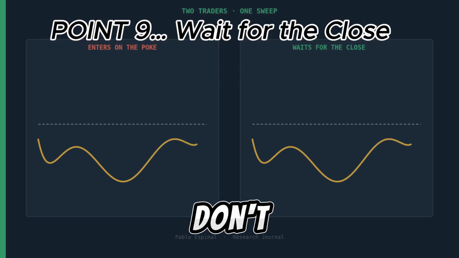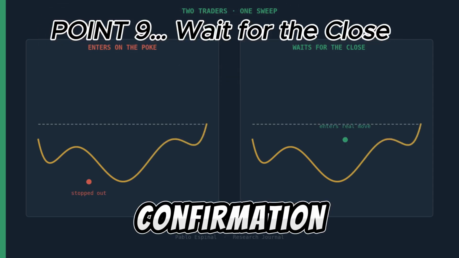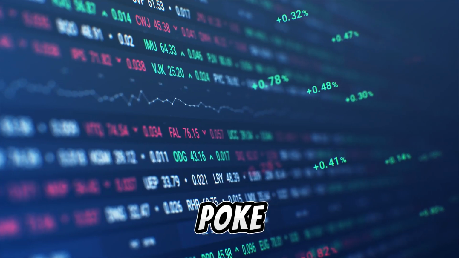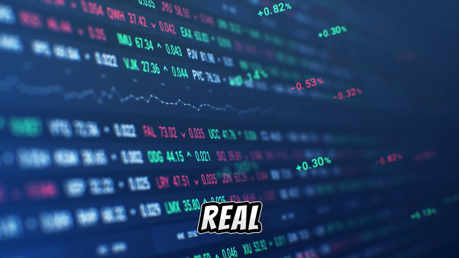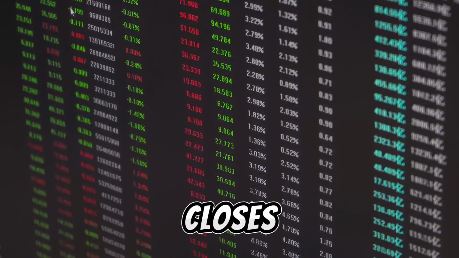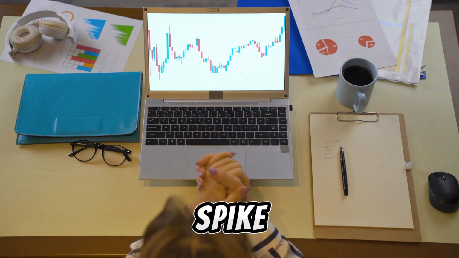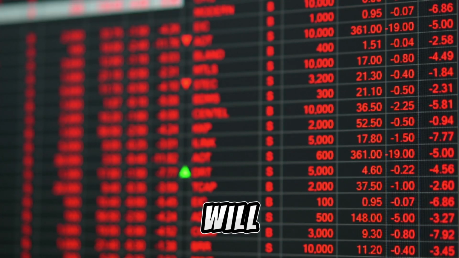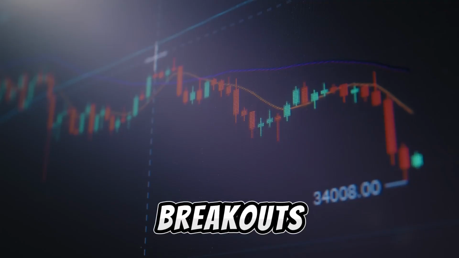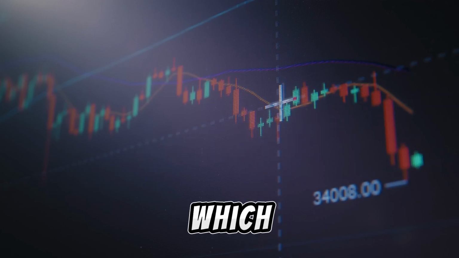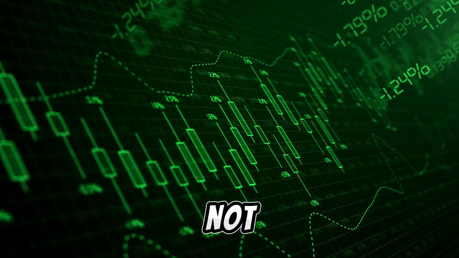Point 9. Don't trade the poke, trade the confirmation. Simple in theory, hard in practice, because the poke looks exactly like a real break in real time. The rule is this: a breakout isn't a breakout until a candle closes past the level. Not a spike, not a wick, a close. If you wait for the close, you will miss the first wave of some real breakouts. Accept that trade-off. What you gain is staying out of traps, which form on pokes, not closes.